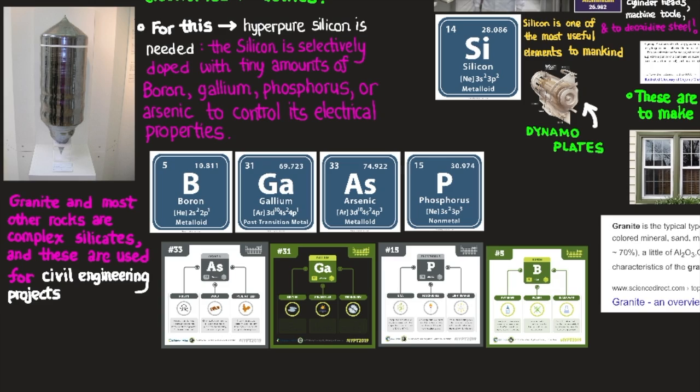Arsenic and phosphorus differ from boron and gallium in that they have 5 valence electrons, relative to boron and gallium, which only have 3. And all compared to the silicon, which only has 4. So as you can see, we have a potential difference from 3 to 5.